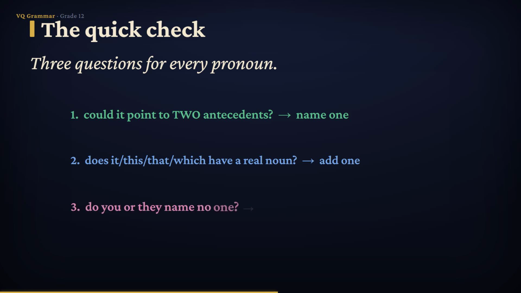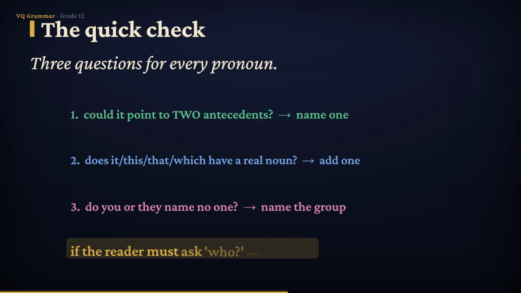Three: Do you or they actually name no one? Do they just mean people in general? Then name the group. And here's the single question underneath all three. If the reader has to stop and ask who or what this means, the sentence needs a rewrite. Run that check, and your pronouns will always be crystal clear.